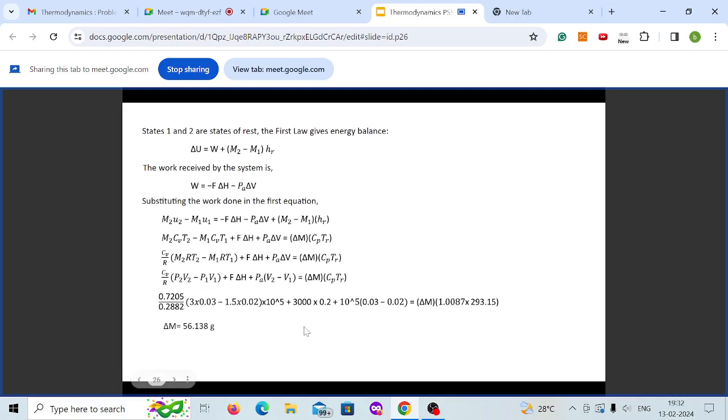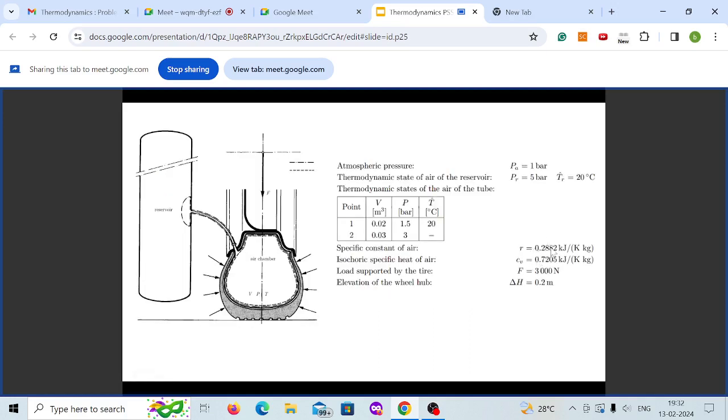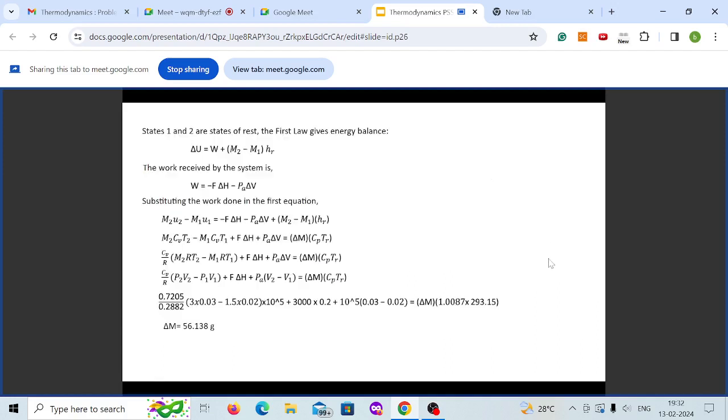Cp is Cv plus R. They have given Cv, they have given R, so you can add this up to find Cp. It will come out to be 1.0087, into your temperature of the reservoir, which is 20 degrees Celsius. So 273.15 plus 20, which is 293.15. I can take 273 also. Dividing by Cp T_R, we find that the mass which is coming from the reservoir to the tire is equal to 56.138 grams. So this is the amount of mass taken from the reservoir to fill the tire.